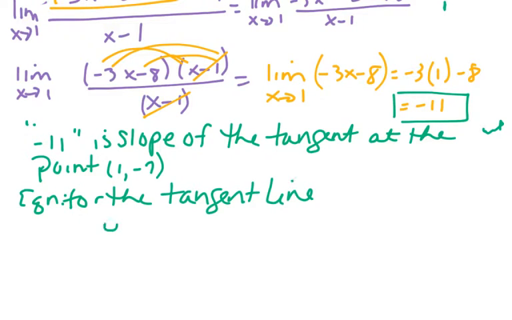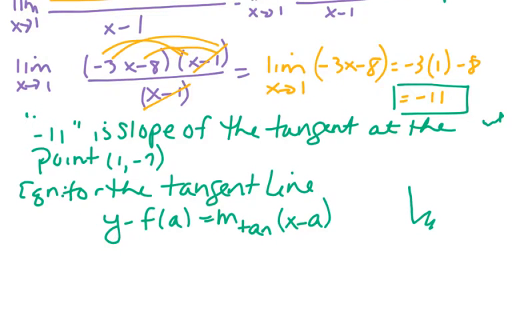is going to be given by y minus f of a, and this should look familiar. This is just the point slope formula, x minus a. So the equation for this line, I can't scroll anymore, that's the problem. The equation for this line is going to be y, f of a is simply negative 7. Substitute in the slope we found, minus 11, the slope of the tangent line at the point 1, negative 7, is minus 11, and then x minus 1.